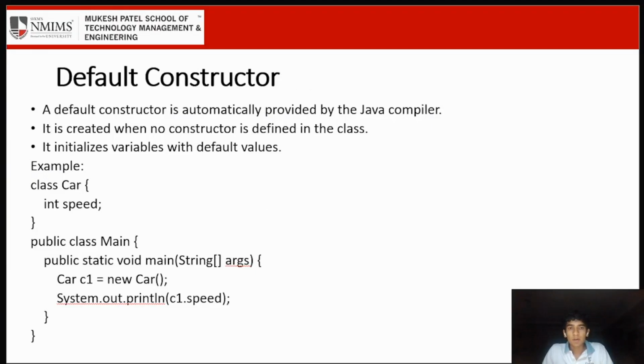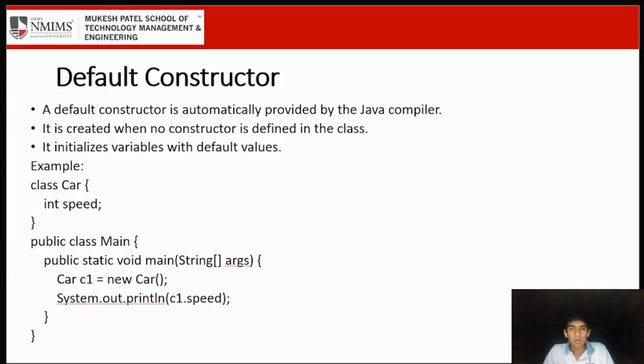Now the first is the default constructor. A default constructor is automatically provided by the Java compiler when no constructor is defined in the class. This constructor initializes instance variables with default values. For example, integers are initialized to 0, boolean values to false, and object references to null.